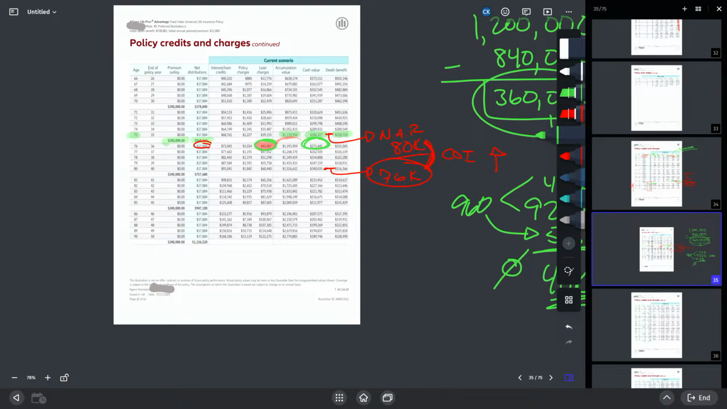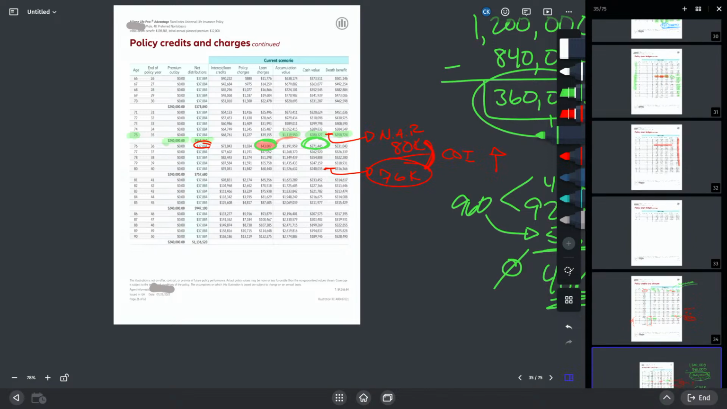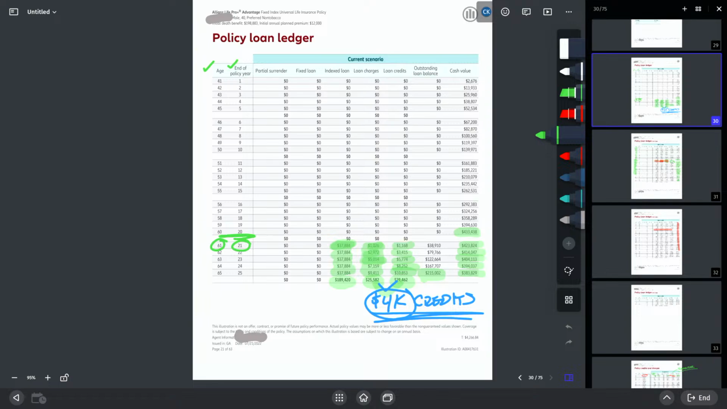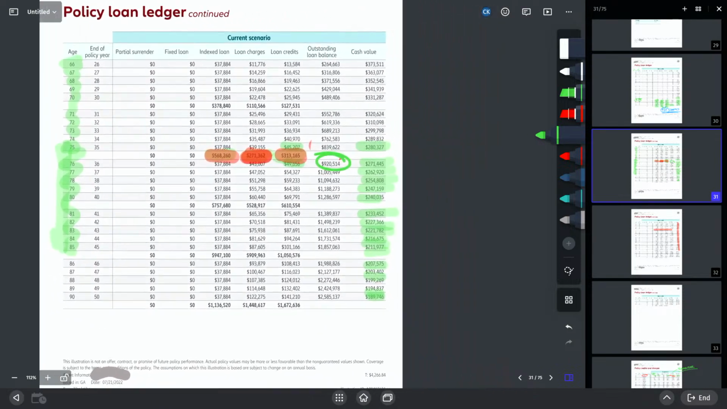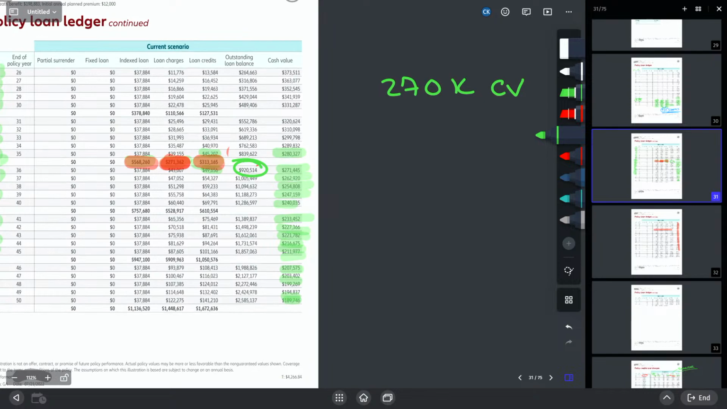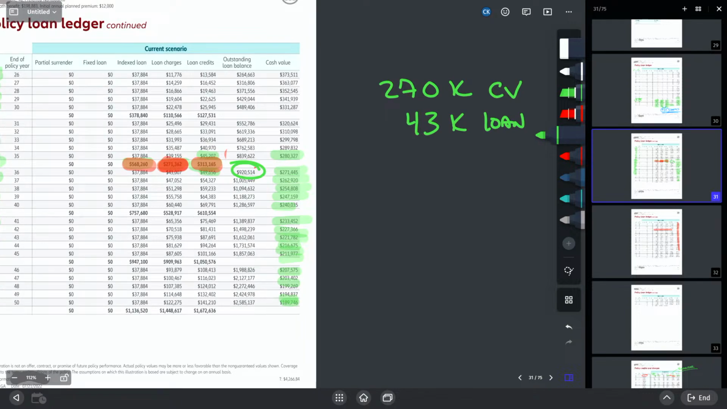So we have 271K of cash value. I think it might be easier for me to go back and use this page as an example, okay? So if we go here, we had 270K of cash value. We had 43,000 loan charges, which I think will be shown right here. I'm going to erase this so I can kind of write this over again, okay? So we have 43,000 in loan charges. What this is showing is $49,000 in loan credits, and that makes up for it.